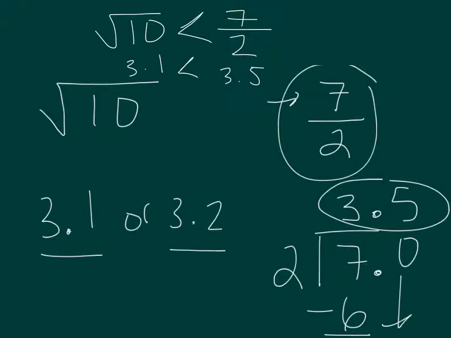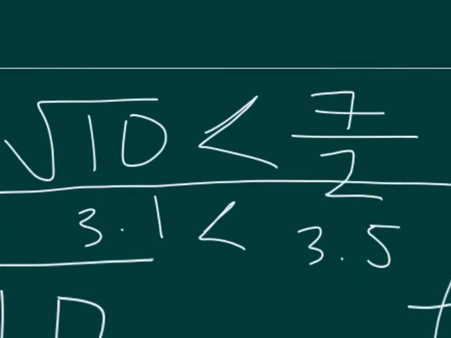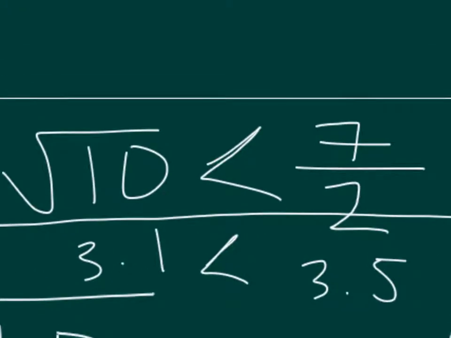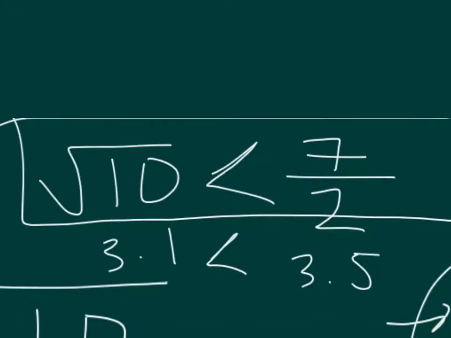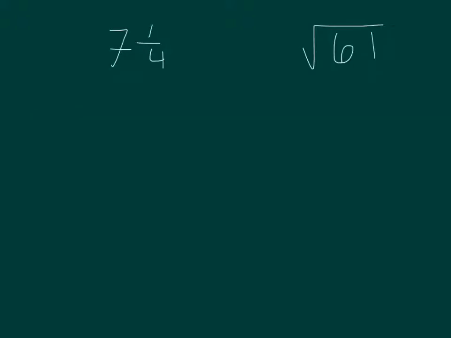Here is my final answer. The square root of 10 is less than 7 halves. We're going to do one more example like this. Let's take a look at this next problem.